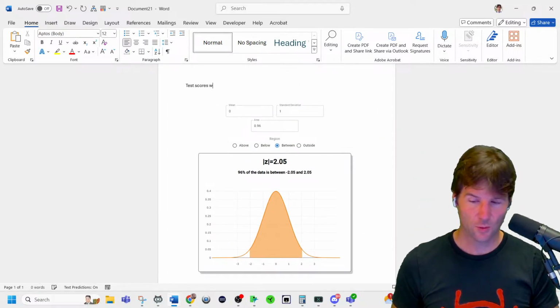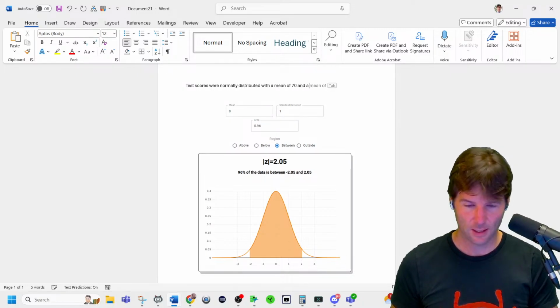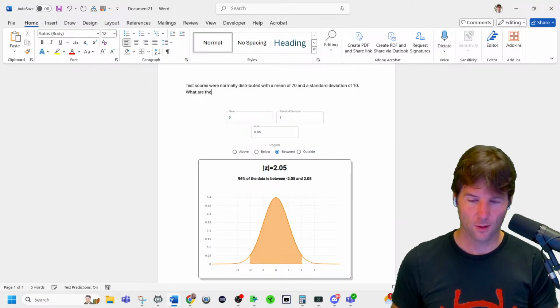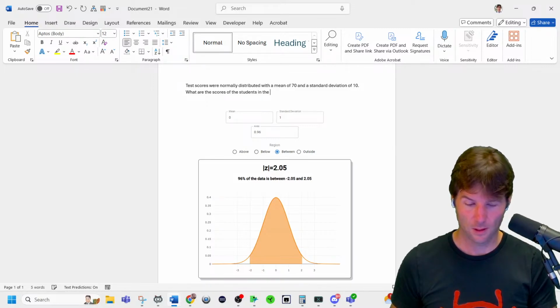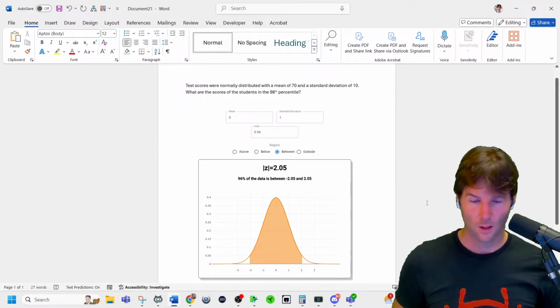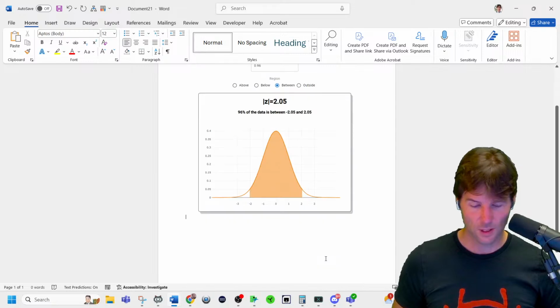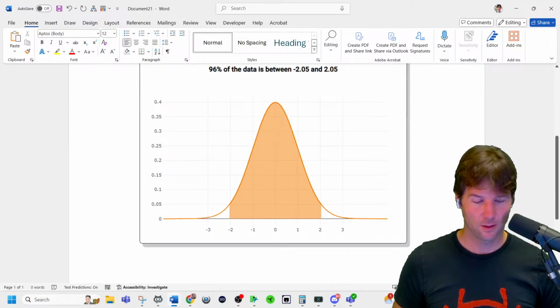Test scores were normally distributed with a mean of 70 and a standard deviation of 10. What are the scores of the students in the 98th percentile? What does 98th percentile mean?